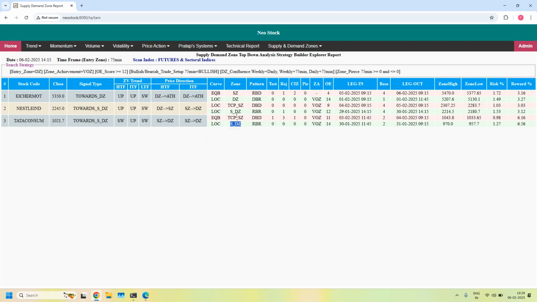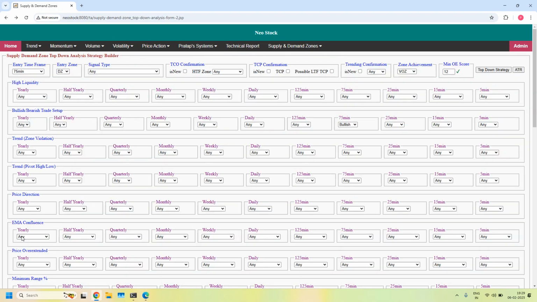In these 3 stocks, these 75 minutes demand zones are overlapped with daily, both together overlapped with weekly demand zone. And weekly trend is up in 2 stocks. In these 2 stocks, if any of the weekly demand zones have weekly EMA, then those stocks are even more high probability supported stocks. Let's verify.